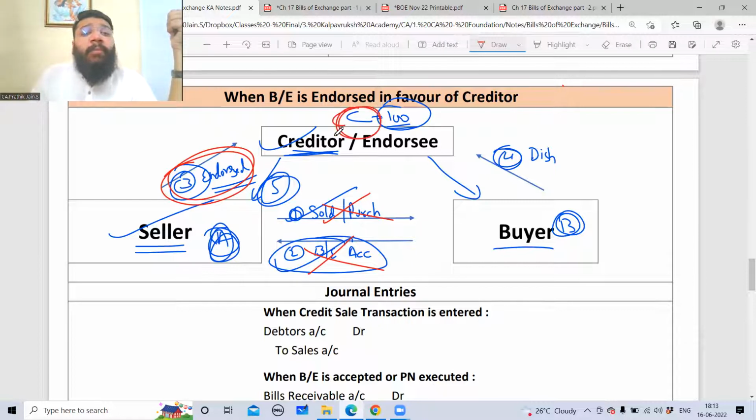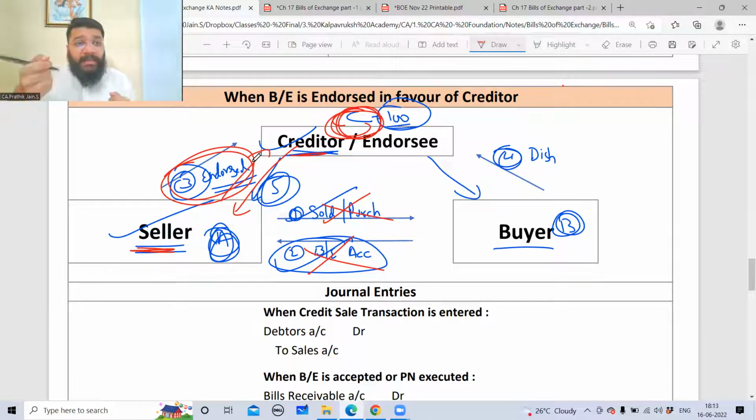See guys, from C's point of view, the seller is debtor or creditor? From C's point of view, C has sold goods to A. From C's point of view, A is debtor. Now A has given the payment to C. Payment mode is bill of exchange. Correct? It's not cash. So C is receiving bills.